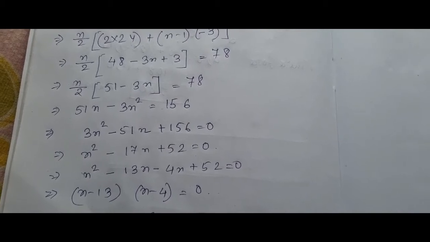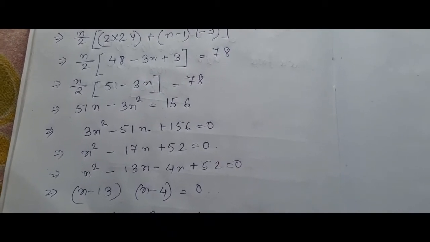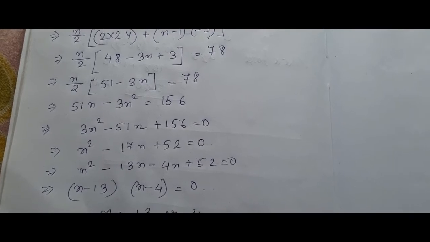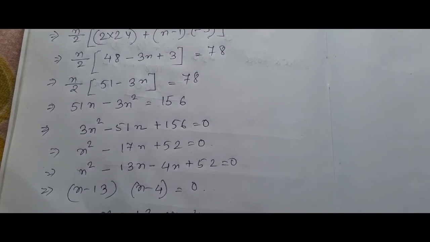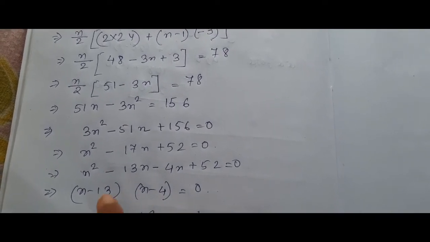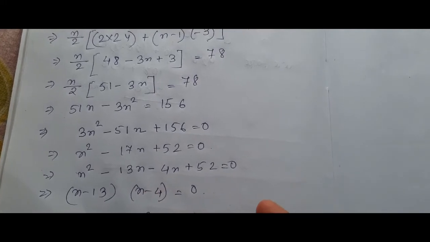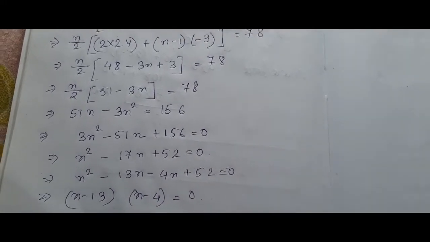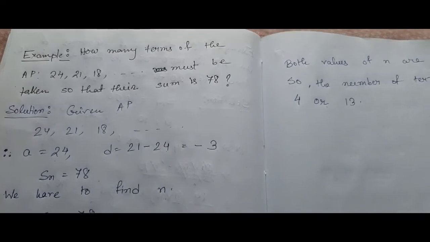If the case was one is 13 and one is minus 4, then you would have to neglect minus 4 because the term number cannot be negative, right? But here both numbers are positive integers or natural numbers. That means these two values will be possible. So the number of terms can be 4 or 13. So you can verify this answer.